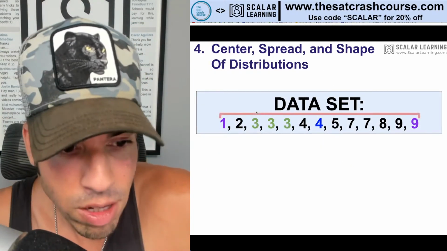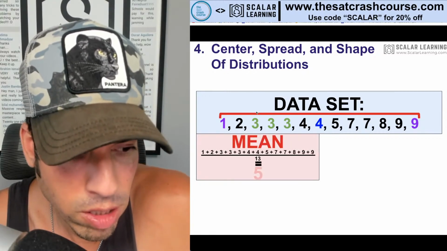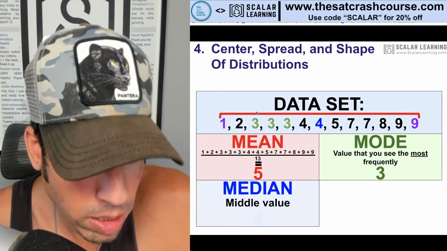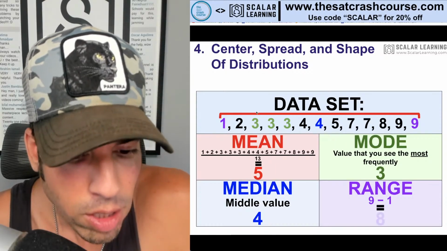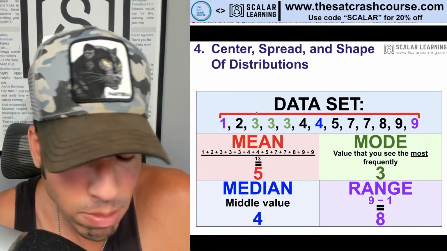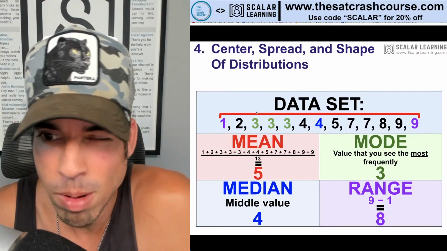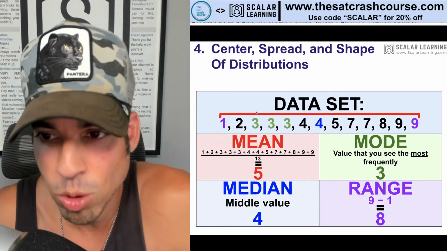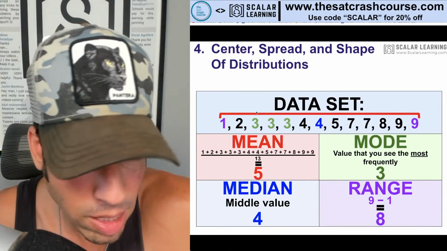You got to know this stuff, but this you can watch in my video: the distinction between mean, mode, median, and range. Definitely see them asking about range, mean, and median a lot. Mode, I don't see come up as often, but mode is the value that you see the most frequently pop up in a data set.